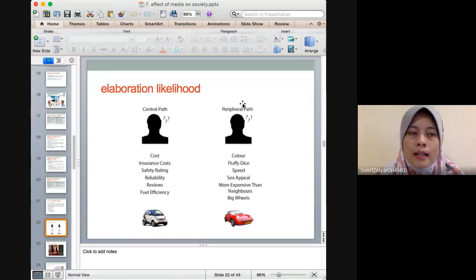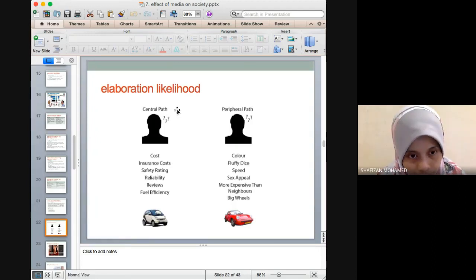But what about if you're selling a Proton, or a MyVi? When people buy a MyVi or a Proton car, they hardly buy it for the sex appeal, isn't it? They buy it because it is cost effective. They buy a Proton Saga because it is good for short distance. You're only going to drive around Malaysia. So when Proton Saga tries to market or advertise, they will usually use the central path.